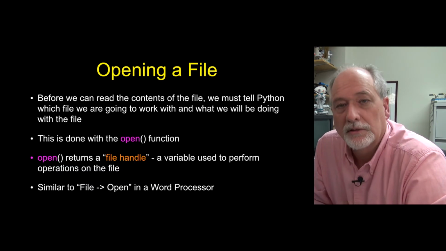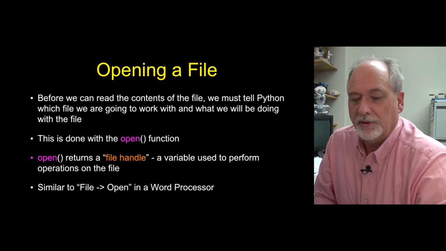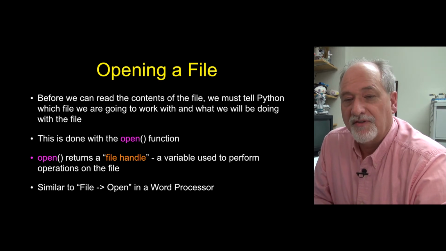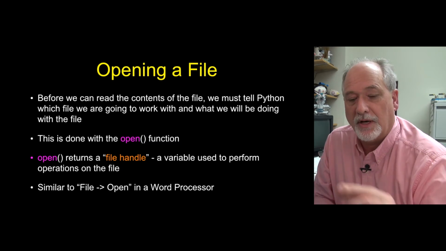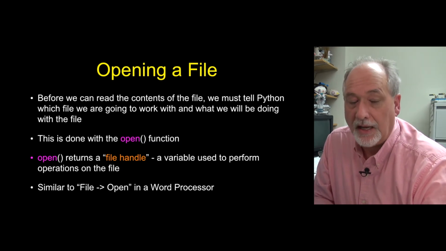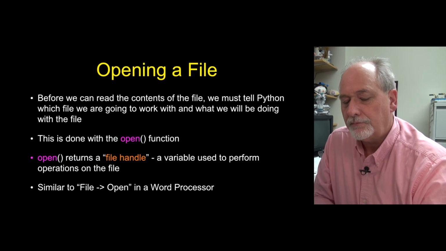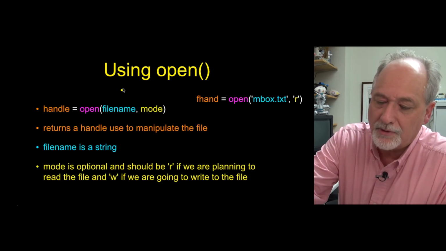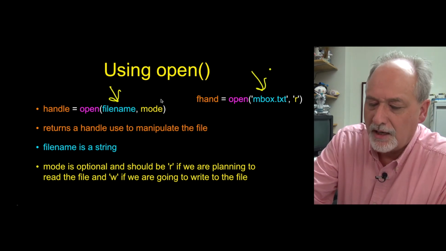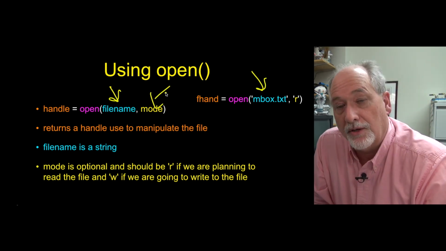So to read a file, you have to call the open function. And open returns what we call a file handle. Open doesn't actually read the file. Open makes it possible so that you can read the file. The parameters to open: it takes one parameter that's required, which is the name of the file. Another parameter that's optional is whether or not to read it or write it.